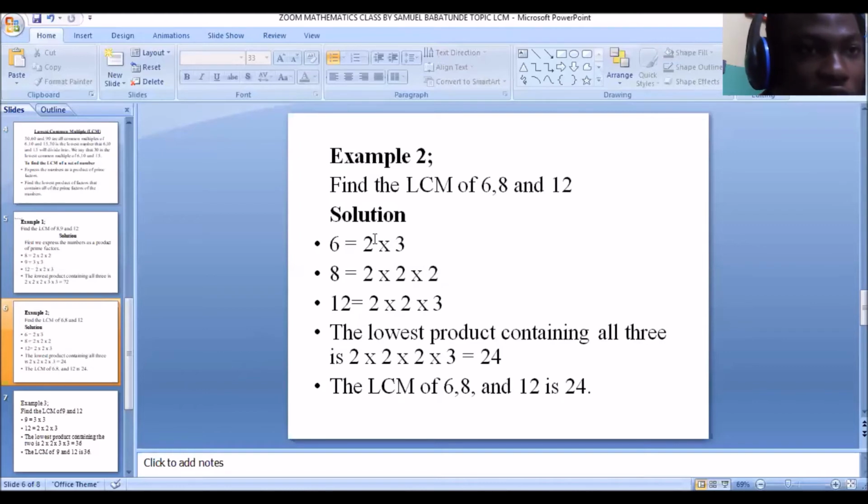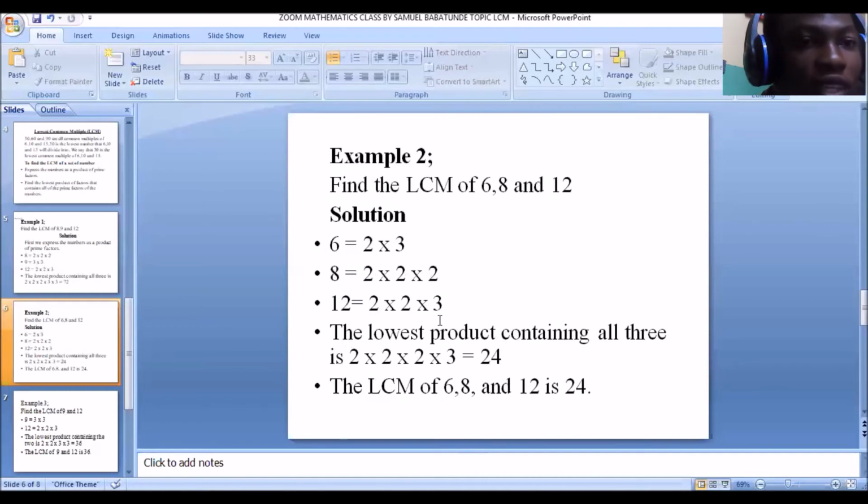Because you can find this 2 in this 2. You can find this 2 in this. Look at it. You find this 2 here. This is it. 2 times 2, 4. You can find it here. 2 times 2, 4. So we are picking 3 of these 2. That's 2 times 2 times 2. Because we are going for the lowest product containing the 3. We're not to write everything, because you can find these 2 here, and you can find these 2 times 2 here, because we're dealing with the common multiple, the lowest common multiple.